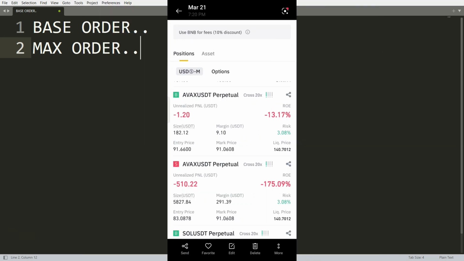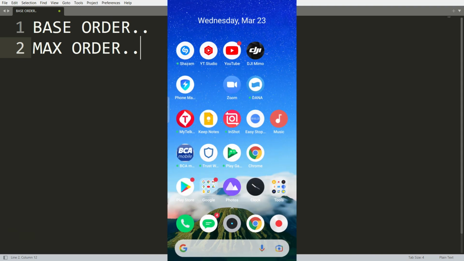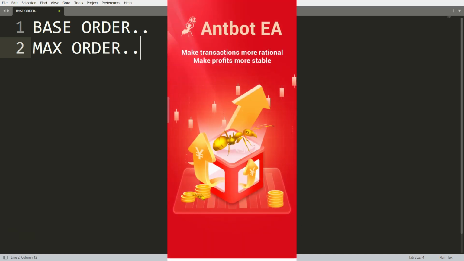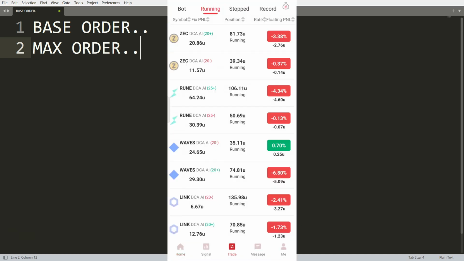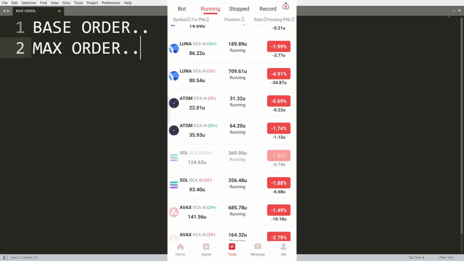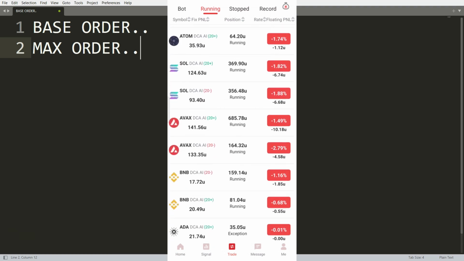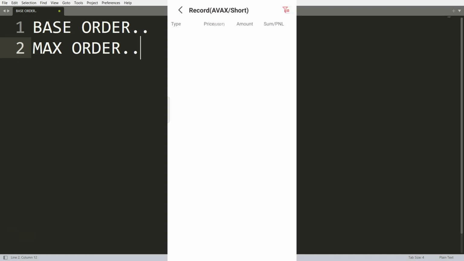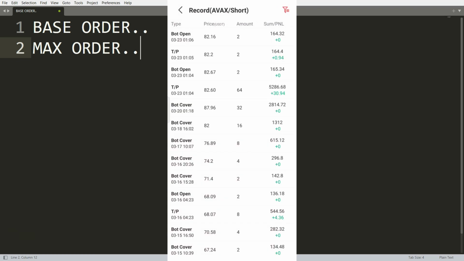And this was a few days ago, guys. But today, luckily, if I go to my AntBot, I'm going to show you my AVAX now. Look at my AVAX coin. The short position is already back to 1 out of 7, the max order. If I show you the history, you can see we took profit, guys. Look at this one. We already took $30 profit. Luckily, AVAX goes down to $82.